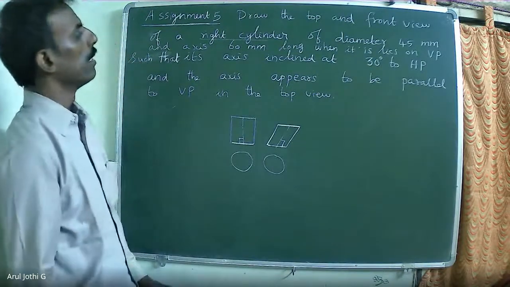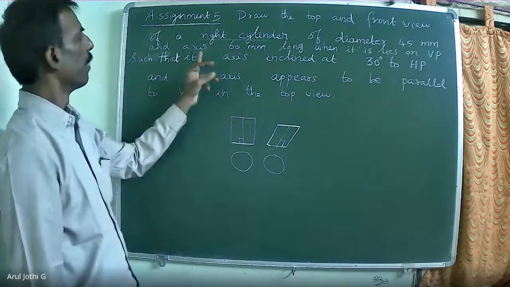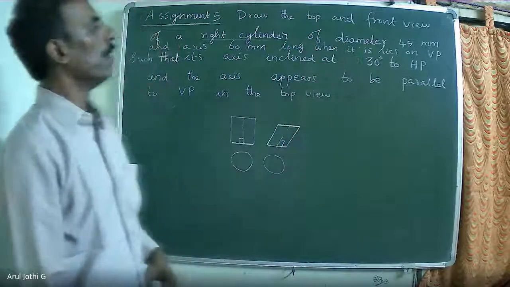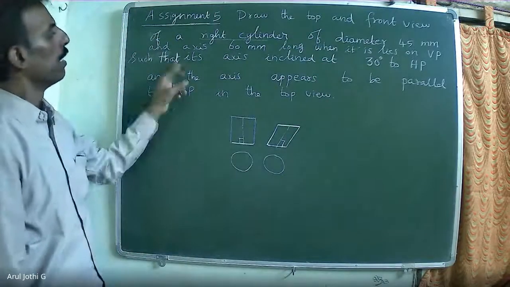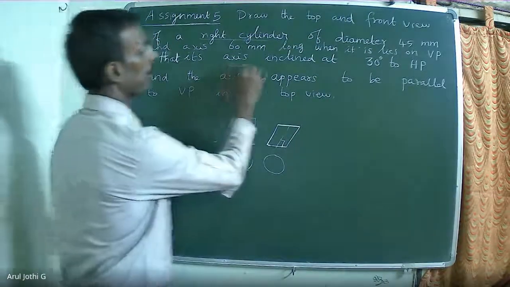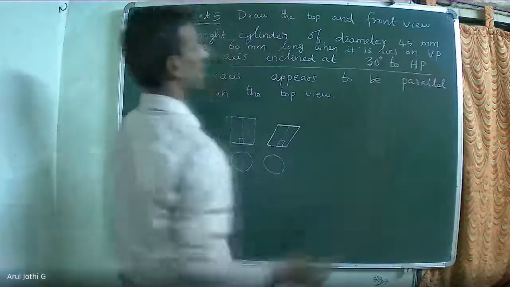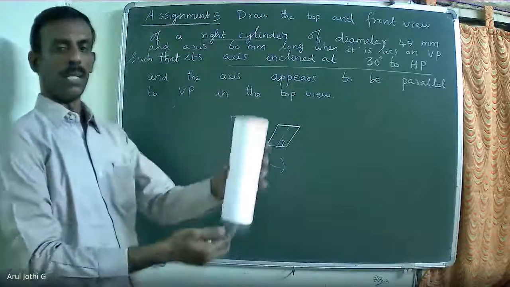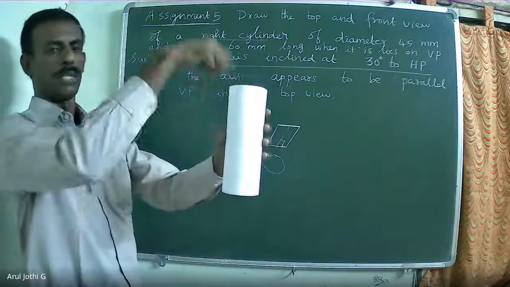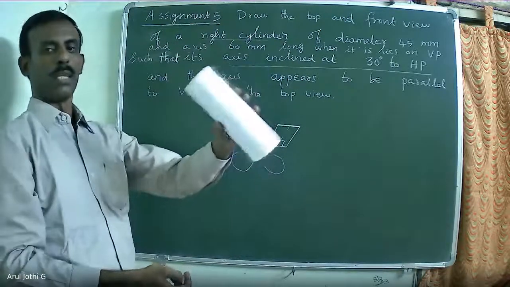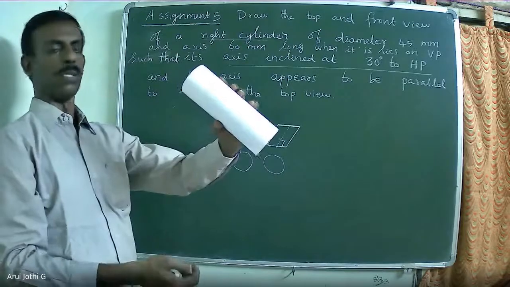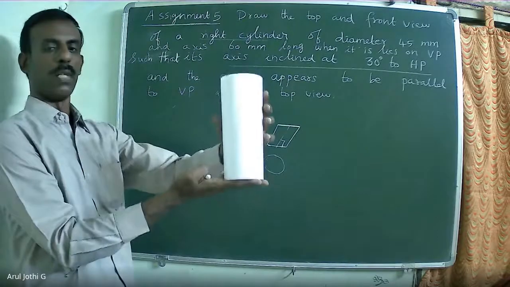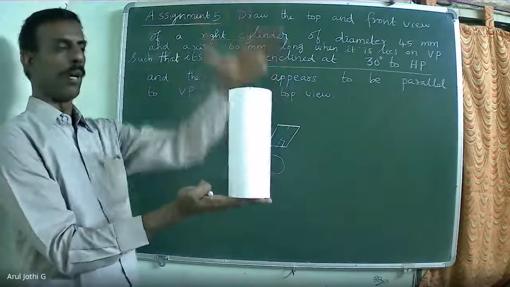Now, a right cylinder of diameter 45 mm and axis 60 mm long, when it lies on VP such that its axis is inclined at 30 degree to HP. Now, when the axis is inclined, for cylinder only two circular bases are available. Okay, axis inclined to HP means how to start the diagram? We're going to assume axis perpendicular to HP and start with the top view.